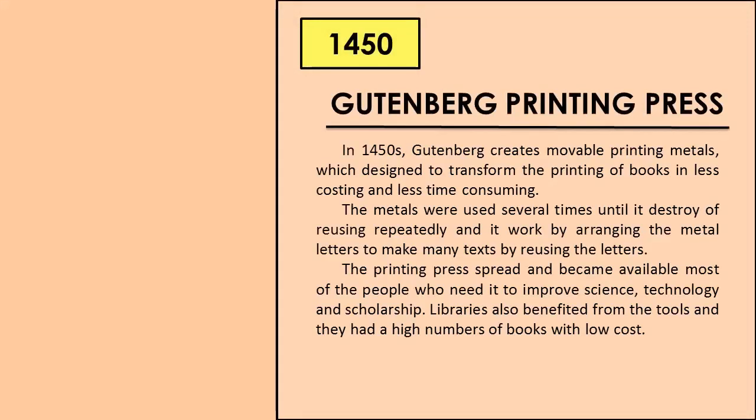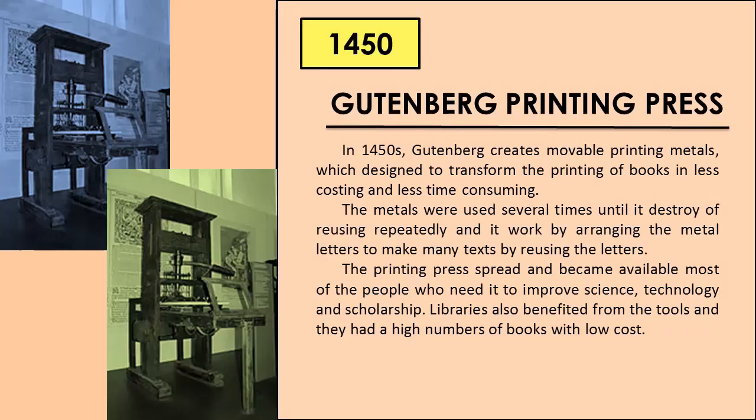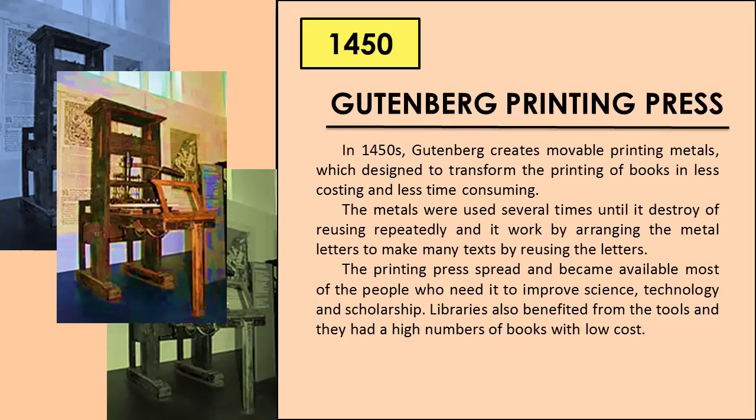1450. Gutenberg printing press. Gutenberg created movable printing metals, designed to transform the printing of books to be less costly and less time consuming. The metals were used several times until they were destroyed, and it worked by arranging the metal letters to make many texts by reusing the letters. The printing press spread and became available to most of the people who needed to improve science, technology and scholarship. Libraries also benefited from the tools and had a high number of books at low cost.